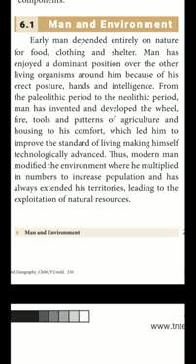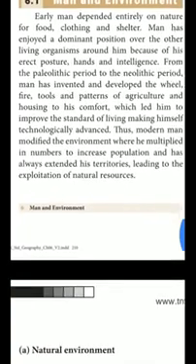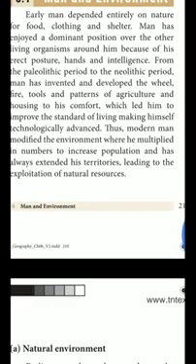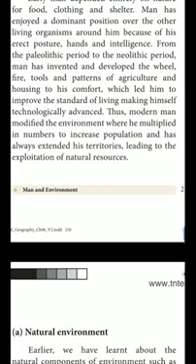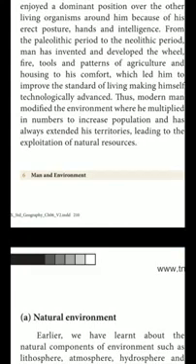It has developed. Man has enjoyed a dominant position over the other living organisms. Compared to other living organisms, how many senses does man have? Six senses, isn't it? Because of his erect posture, hands and intelligence, from the Paleolithic period to the Neolithic period, man has invented and developed the wheel. Who invented this? Man only. He has found out fire also and many tools. For what purpose did they use the tools? For agriculture and houses to live in comfort, and in order to live a standard life.